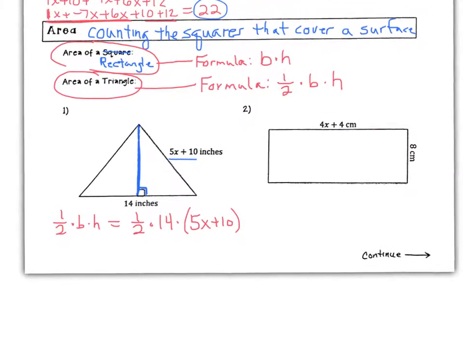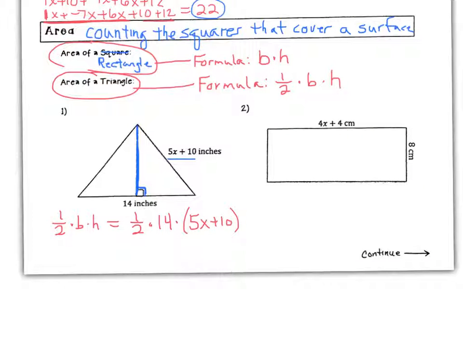Alright, I'm going to move this up a little bit. And here we go. Half times 14, times means of. Half of 14 is 7. And then you still have the 5x plus 10. And then you distribute. You take that 7 and you distribute. And 7 times 5x is 35x. And 7 times 10 is 70. And since we're counting squares, in this case, it'd be square inches.